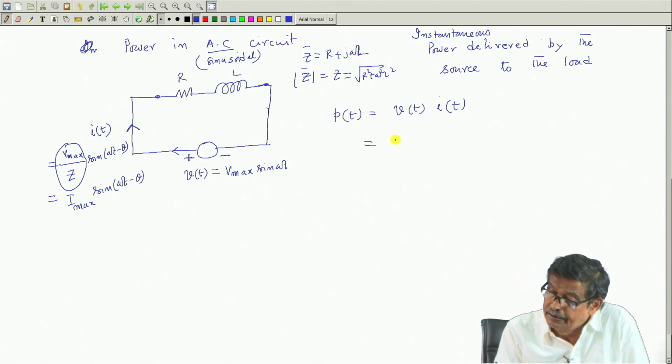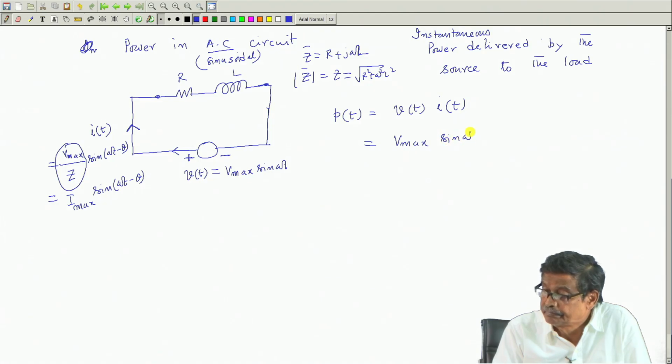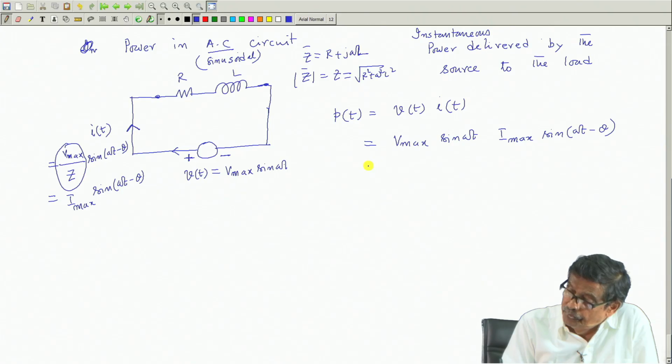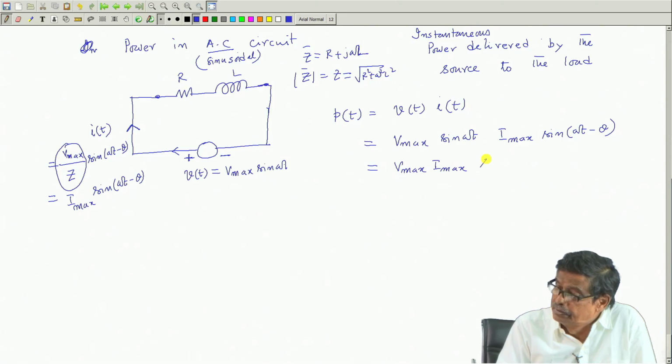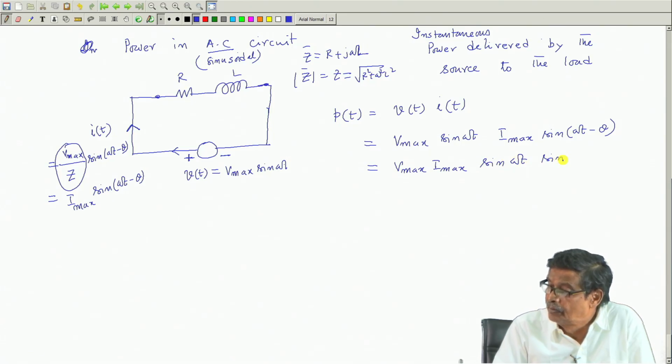So, I will multiply V max sin omega t into I max sin of omega t minus theta, which is equal to V max I max into sin omega t into sin omega t minus theta.